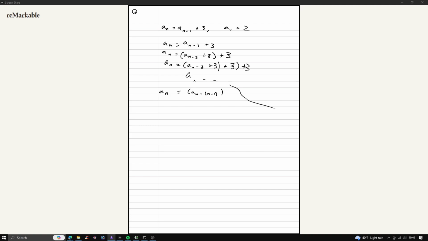Because we want to specify that we've iterated all the way down to our base case, right? Since our base case is 1, it is the starting value minus 1. We specify n minus 1 because that's the number of times we've iterated, and that's important because we've added 3 that many times. So we've iterated n minus 1 times, so we have to add 3 times n minus 1, because we're adding 3 n minus 1 times.